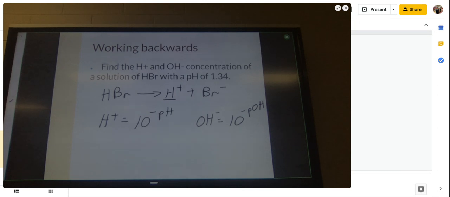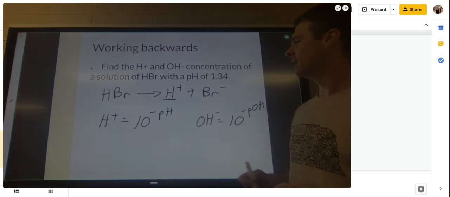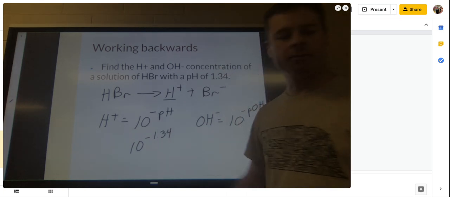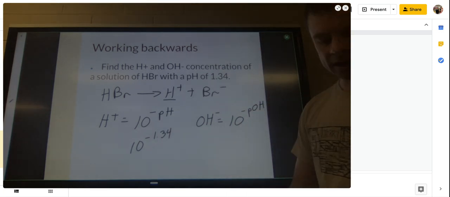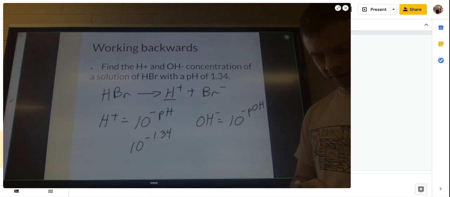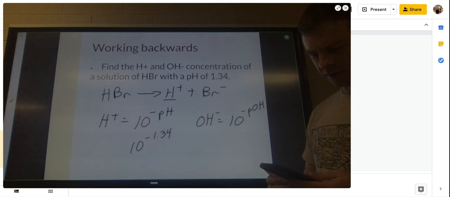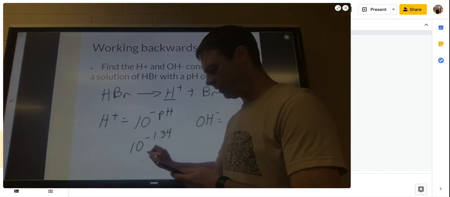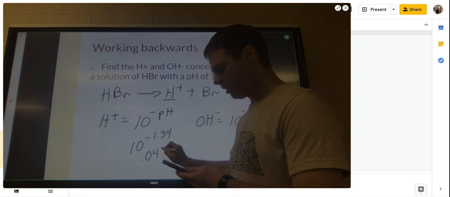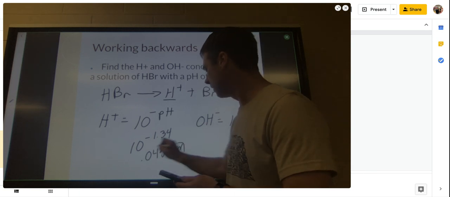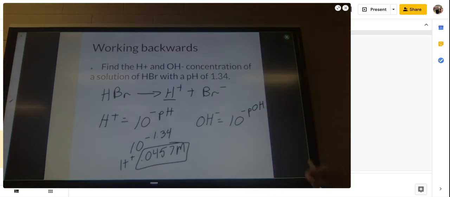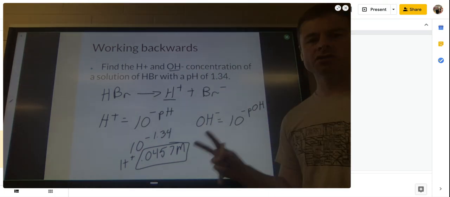So if I want to know the H plus, what I'm going to do is take 10 to the negative 1.34. That'll give me my H plus, and I go ahead and calculate that, figure out what that is. So 10 to the negative 1.34 is going to be, I'll put it right here. You see that? All right, 0.0457 molar H plus.